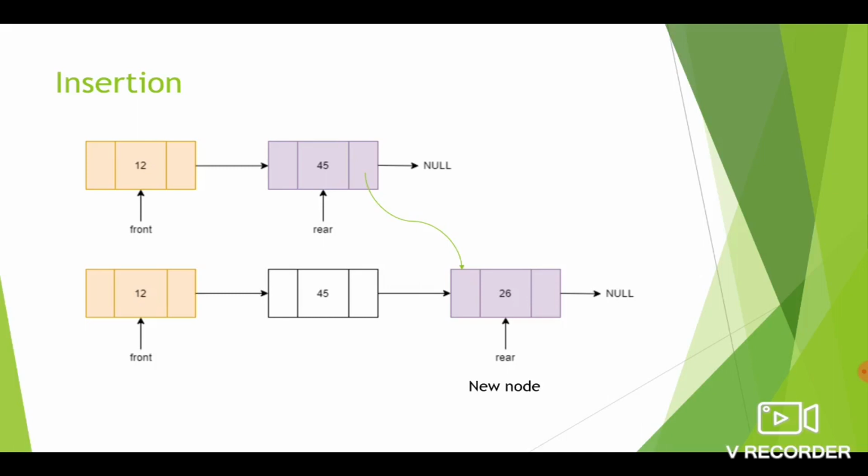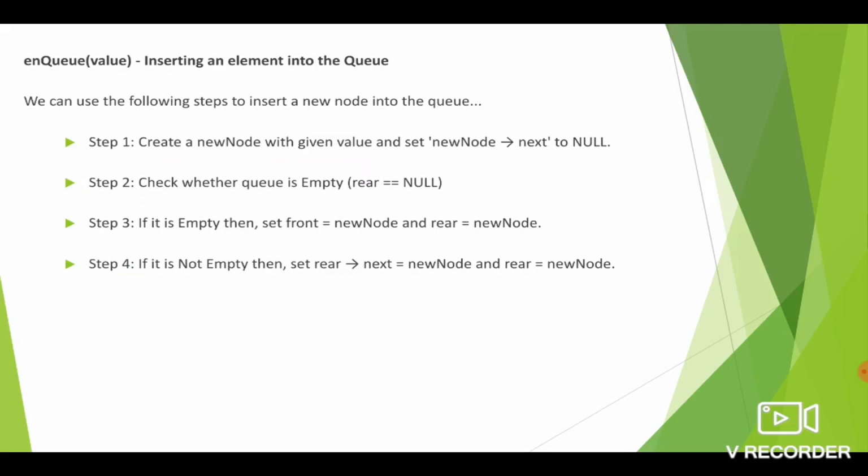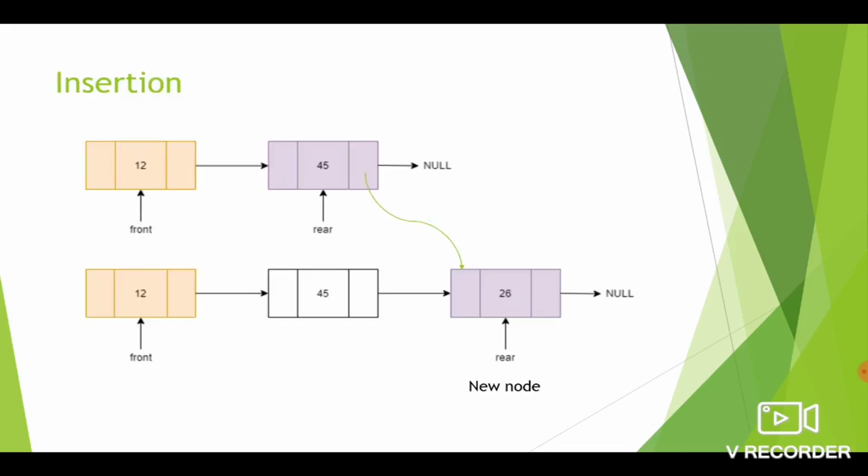To perform the insertion, you have to set the next of rear as new node, that is, rear of next is equal to new node. After the insertion of the new node, the new node becomes the rear end, because the rear always points to the item which is inserted last. So the last node is 26, and it is pointed by rear.